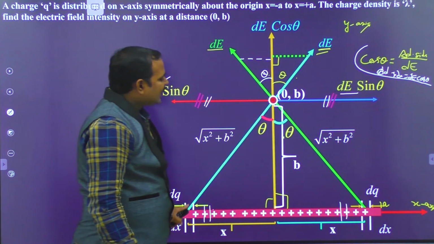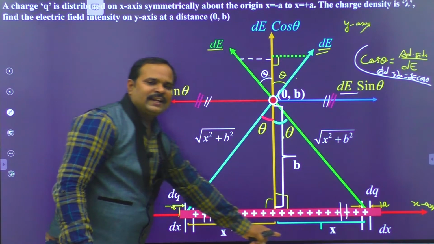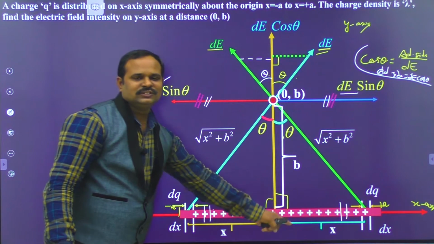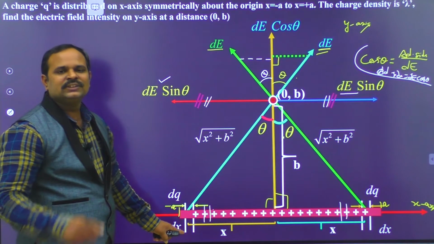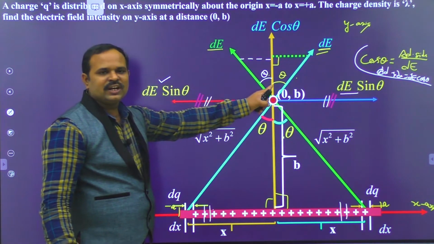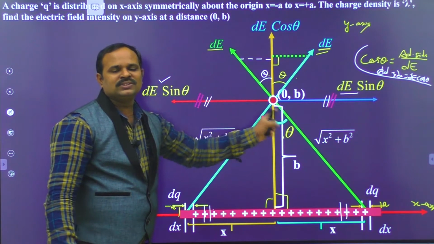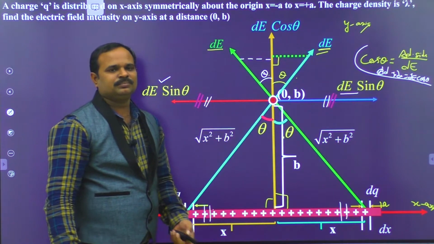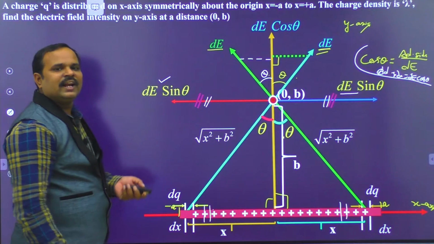So the electric field produced by the entire length of this uniform charge distribution is only dE cos theta, because all horizontal components will get cancelled. Now let us calculate the electric field.